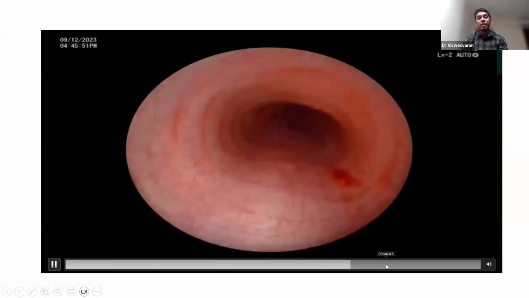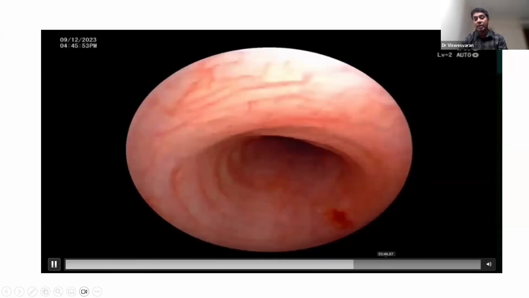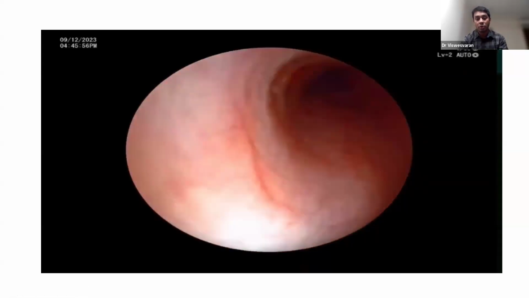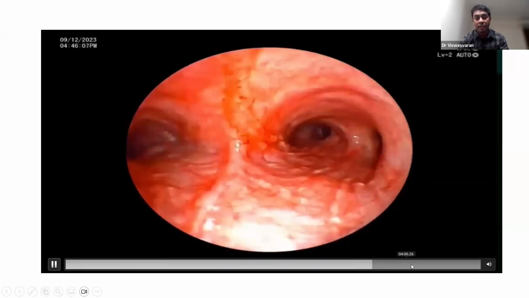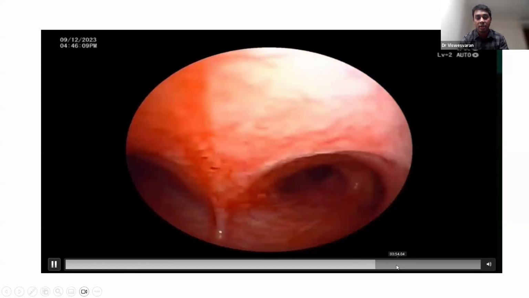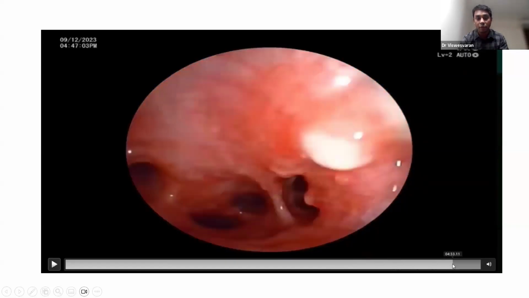And then we didn't put a stent in this case, and we continued the ATT along with the steroids. At the end of 6 months of treatment, now you can see that the airway is relatively much better, and the left main bronchus is completely recanalized, and the patient is doing fine.